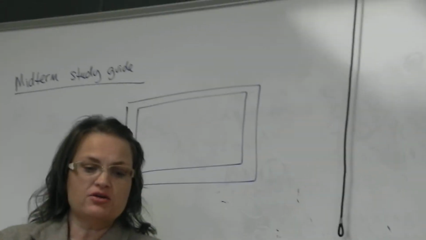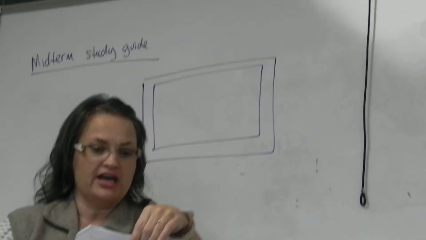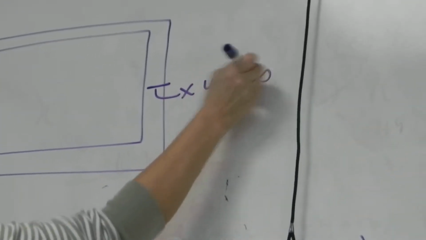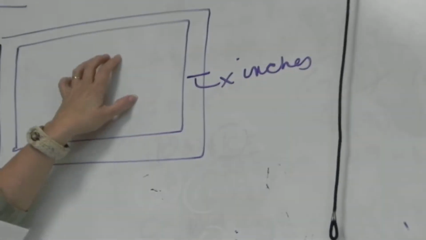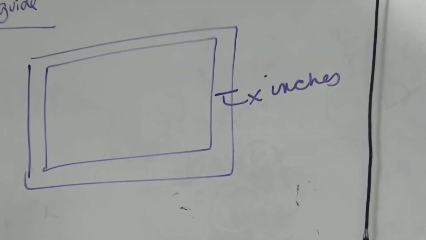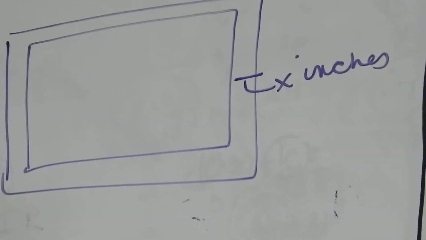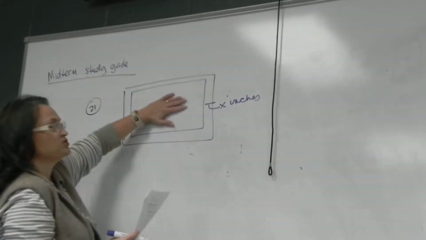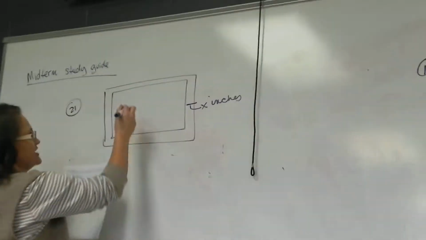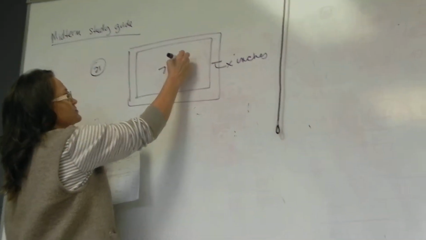21 says we have a mat around a picture shown that measures X inches across. So they're talking about the mat. The mat is X inches across. So this is the picture, this is the mat around it. Which of the following equations says that the area of the picture itself is 700 square inches? Remember, the picture is the inner part of it, so which would express this part is 700 square inches?